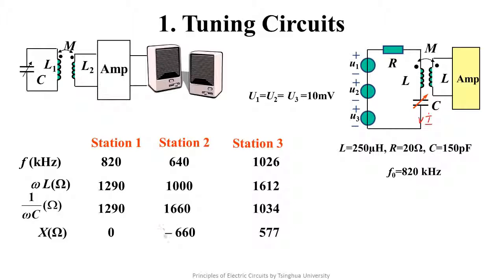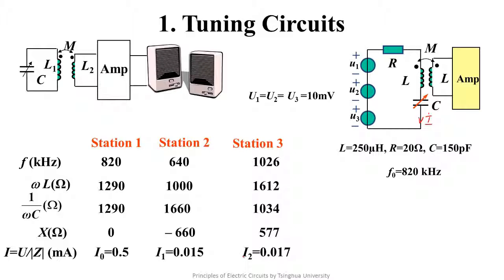At 640 kHz, the whole circuit represents capacitive. At 1026 kHz, the whole circuit represents inductance. The amplitudes of all signal voltages are 10 millivolts, so we can solve 3 effective values of the current for different voltage sources. At 820 kHz, it equals 1 millivolt over 20 ohms. At other frequencies, it equals 1 millivolt over the corresponding modulus of the impedance.